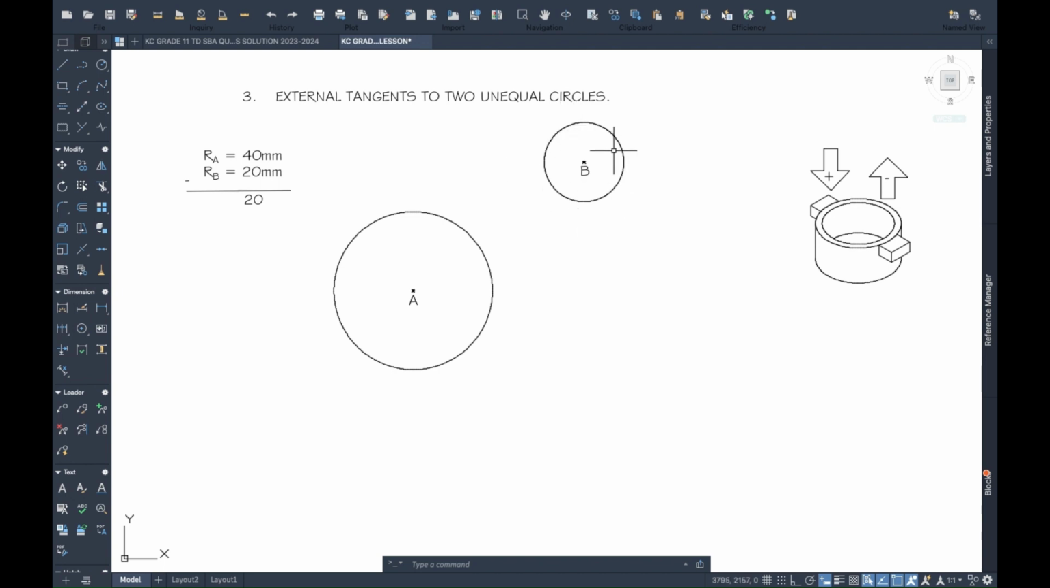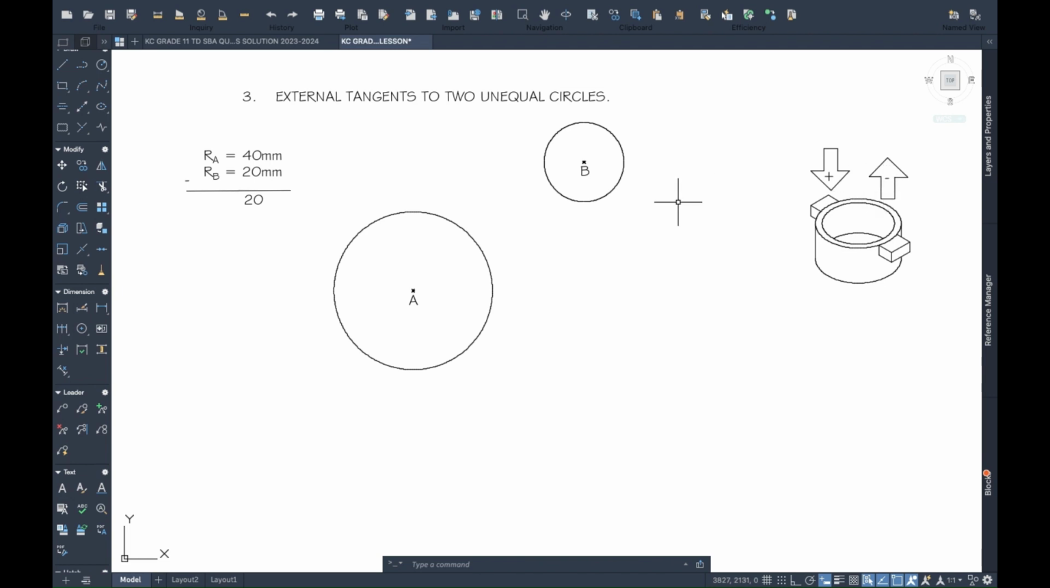So here we have a circle with center A of 40 millimeters and a circle with center B of 20 millimeters. All right. Now let's look at the pot again. External tangent means it's outside. So if we're taking something out of the pot, then we are going to use the sign, the minus.